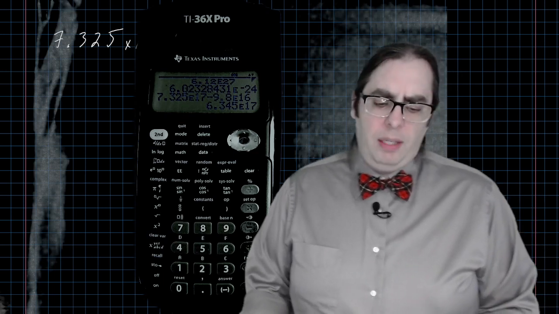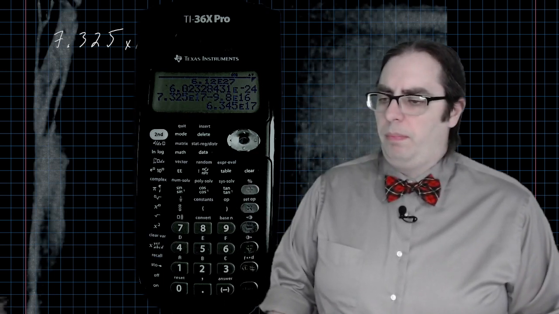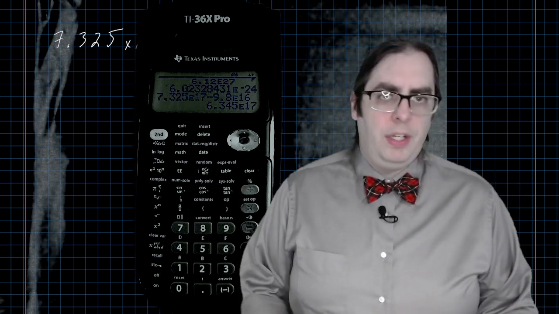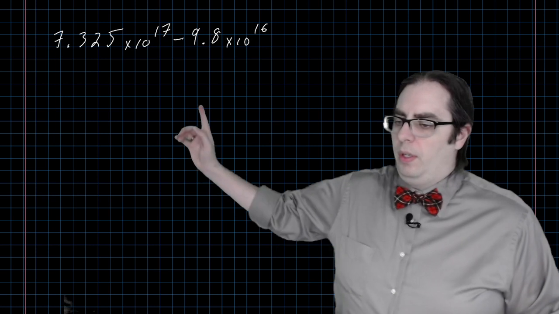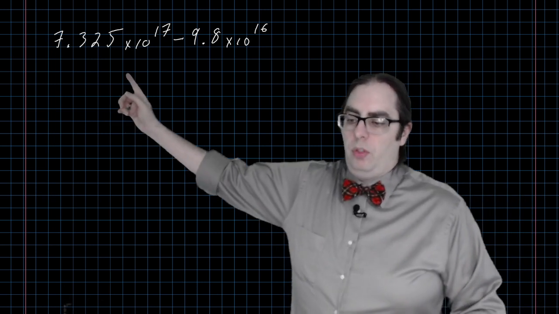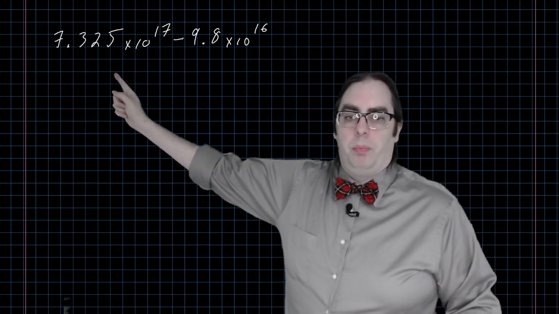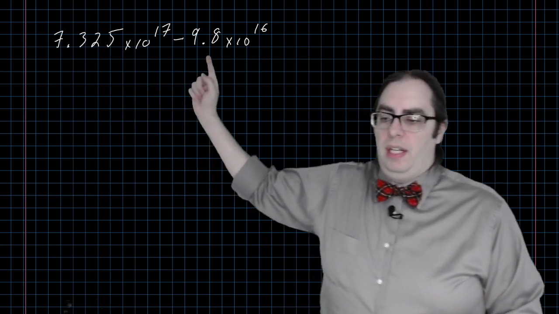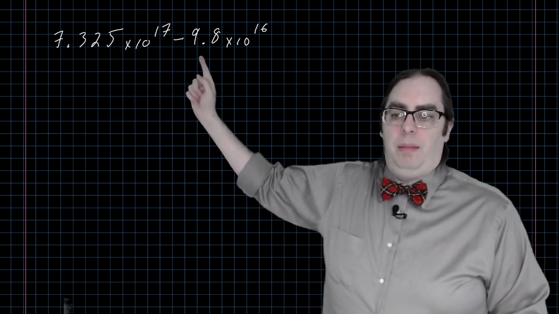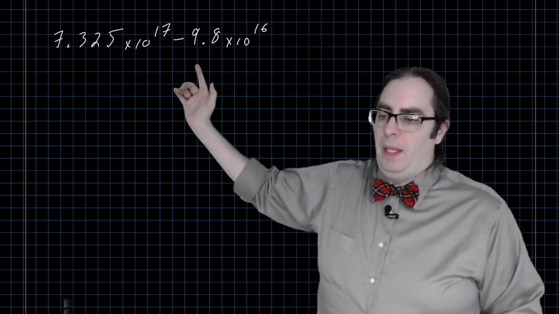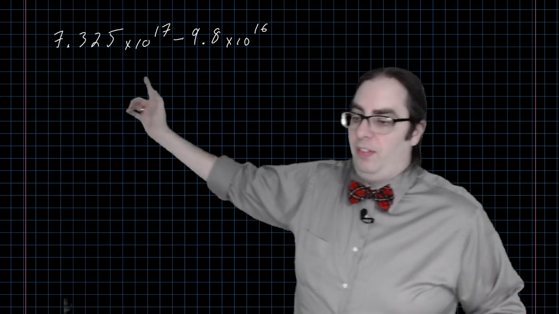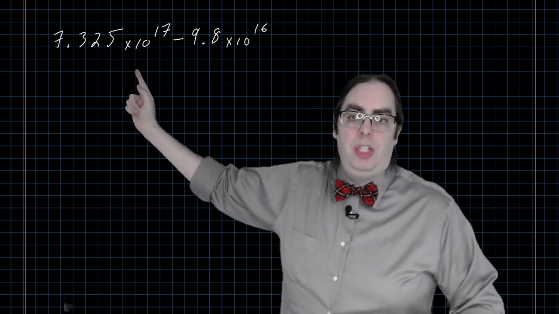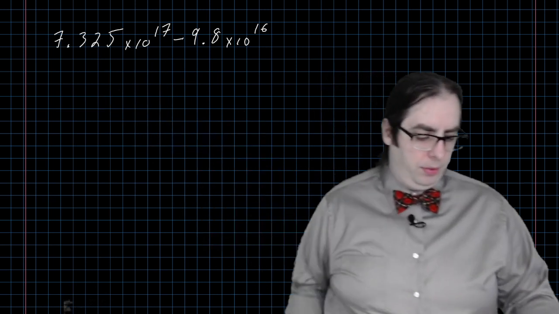It's not immediately obvious, because what are the place values of the numbers that I started with? 7.325 is precise to this 5, but what's the place value of it? 9.8 is precise to this 8, but what's the place value of it? It's not the 10th place, and it's not the 1000th place, because the scientific notation has moved things around.